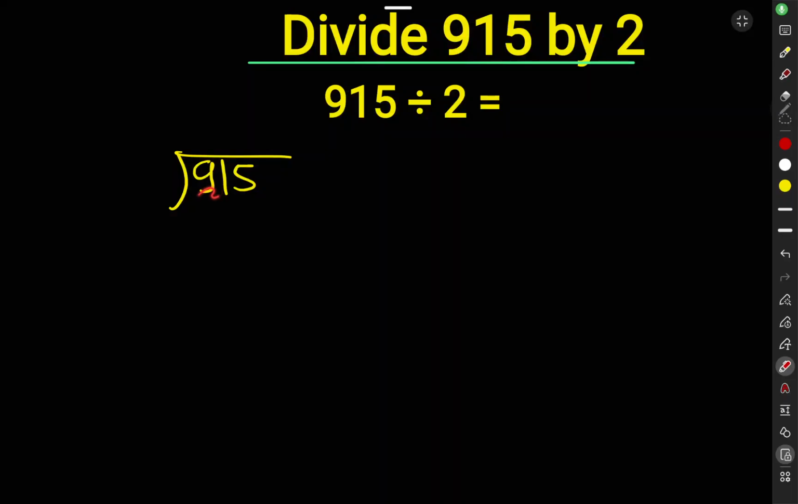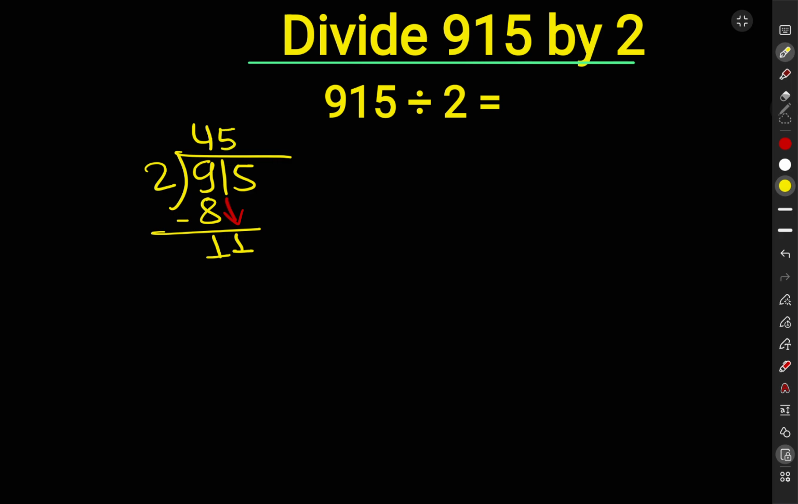We divide 915 by 2 in a long division method. So 2 times 4 is 8. On subtracting we get 1. So now we put down this 1 and it is 11.